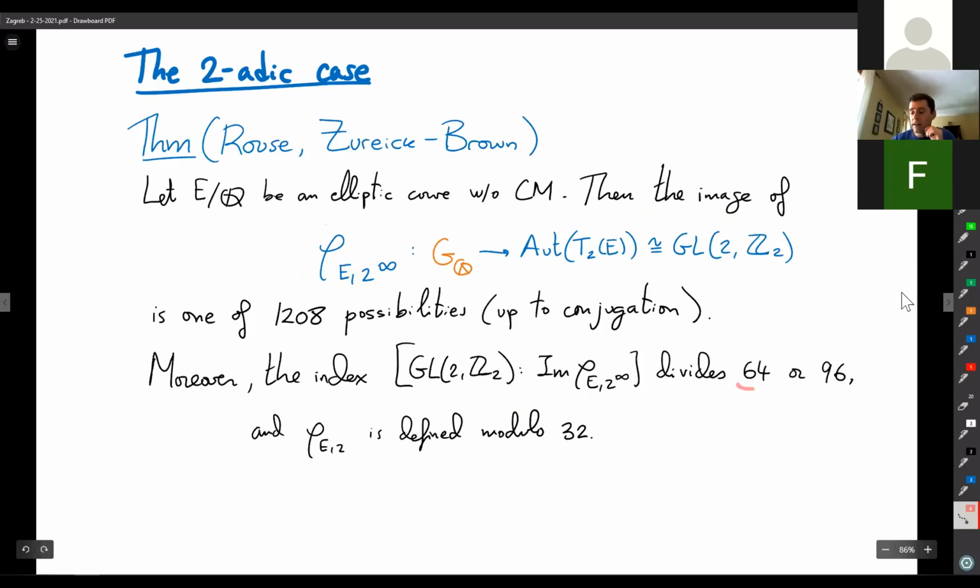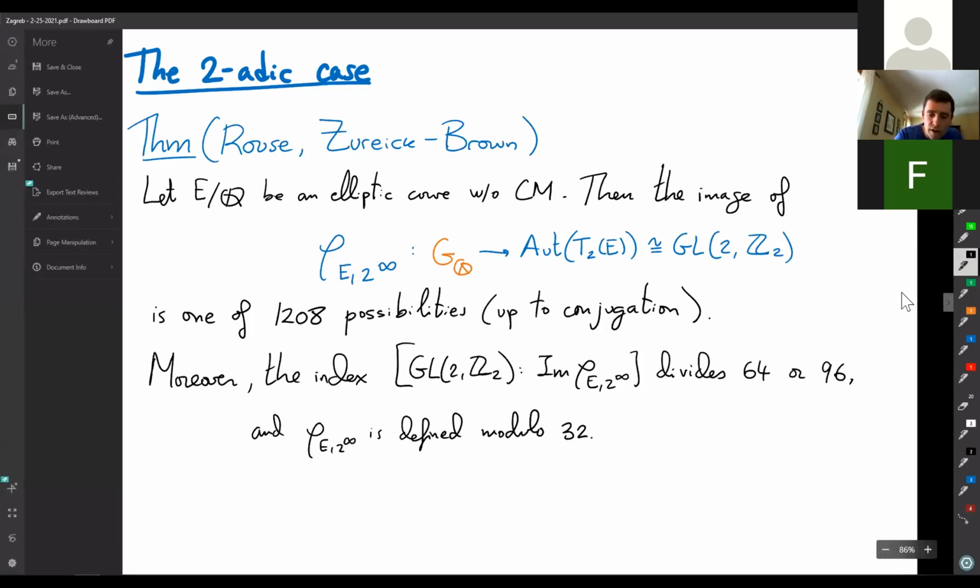The index of the image two-adically divides 64 or 96, and the two-adic image is defined modulo 32. That means that if you know what the image is modulo 32, then two-adically it is the full inverse image of that. By the way, I don't know if I can jump to a page here.